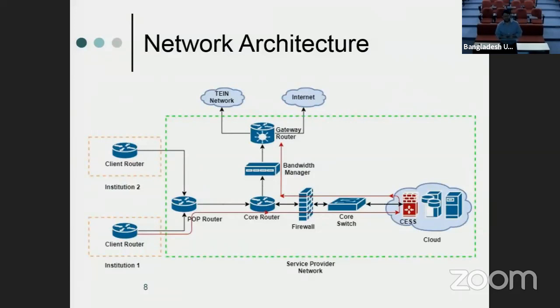So that also gave us a challenge, because in this route from the core router to the cloud, the traffic will be doubled. All the traffic has to be rerouted to the CESS, then it will go to the client routers. So that is one of the challenges that we are still working on.